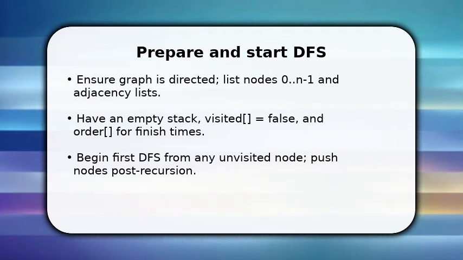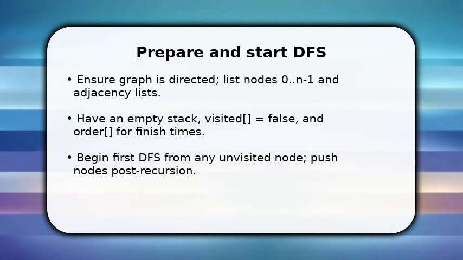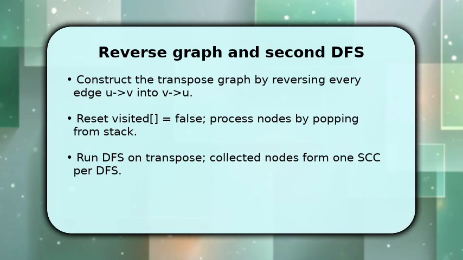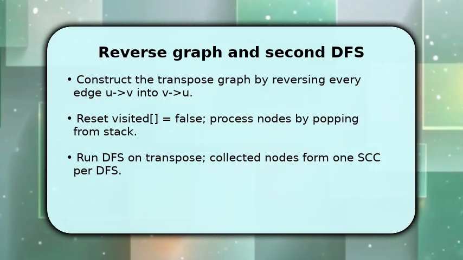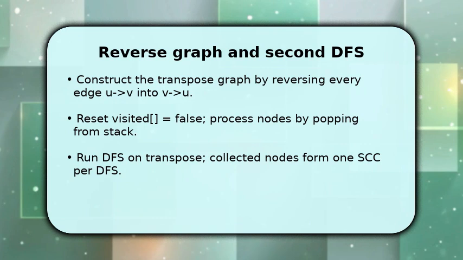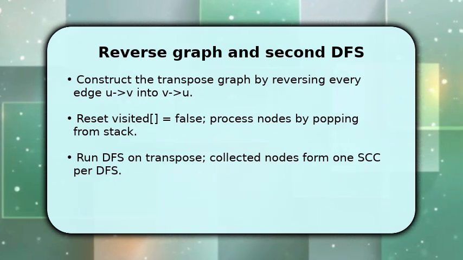Once done with one component, continue picking unvisited nodes and repeat until every node has been processed, and the stack holds nodes by decreasing finish time. Once the stack is full with finish order, reverse every edge to build the transpose graph. This flips reachability and isolates components.